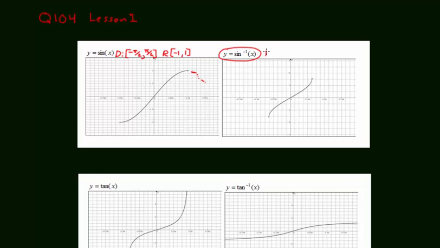The domain of this becomes -1 to 1. You will see that these flip-flop, and the range becomes from negative pi over 2 to pi over 2. But what I am really most interested in is the derivative of this inverse function. So the derivative, take a look at this function and tell me, what do you notice about the derivative? Take a moment, think about it.